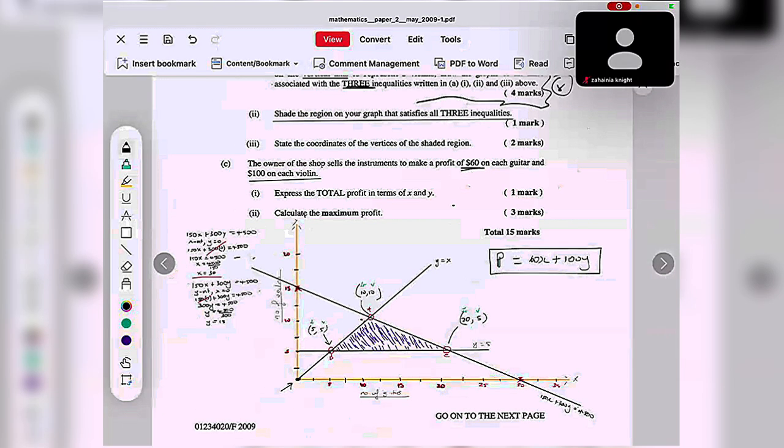They said we must express the what? Profit in terms of X and Y. X is here, Y is there. The profit is in terms of X and Y. And there we have it.